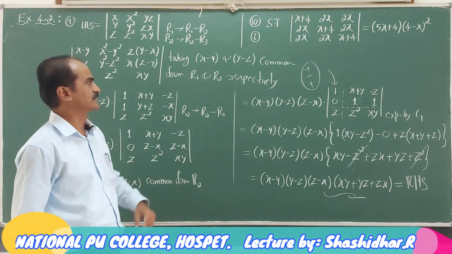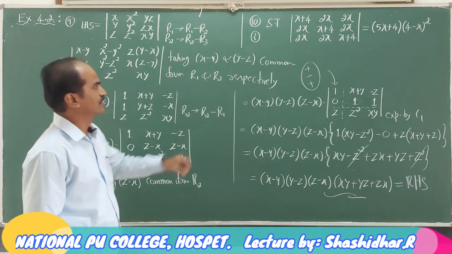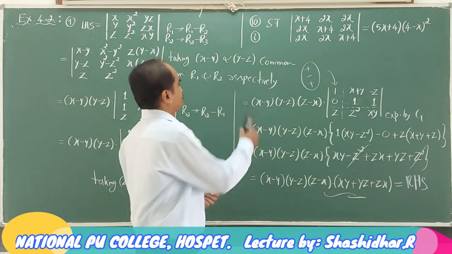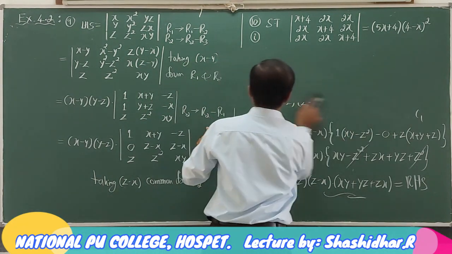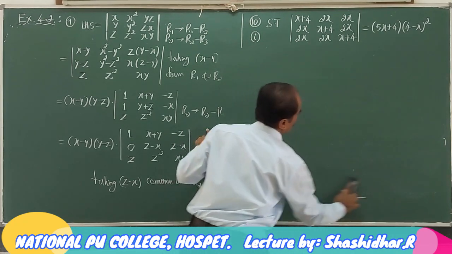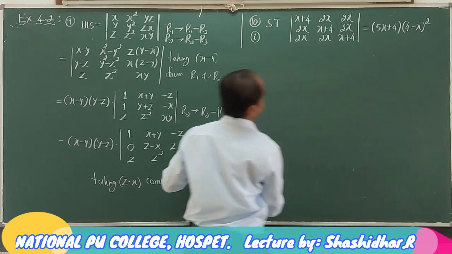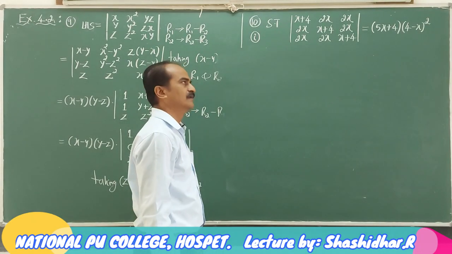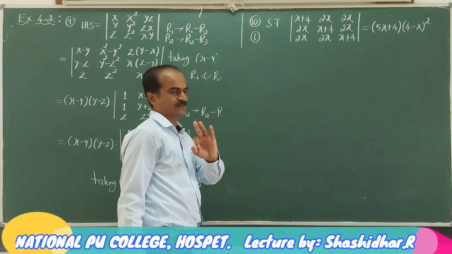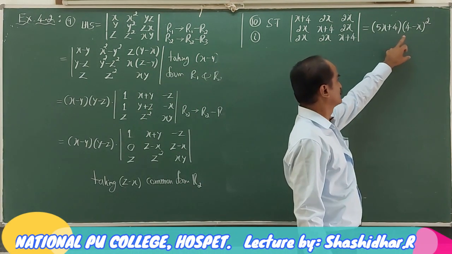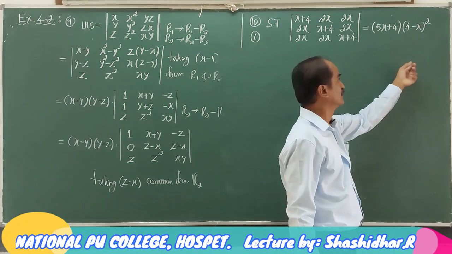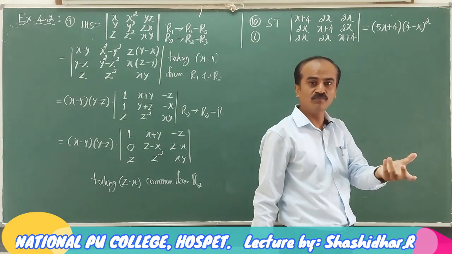Now let us take the 10th question. There are 2 sub questions, 1 and 2. I am solving the first one, you try second one. So here, in order to show that the determinant is the product of factors 5x plus 4 into 4 minus x whole square. How many factors are there? 3 factors. One is 5x plus 4, other two 4 minus x. At a stretch, you cannot take 4 minus x whole square. You split it into 2, 4 minus x into 4 minus x.